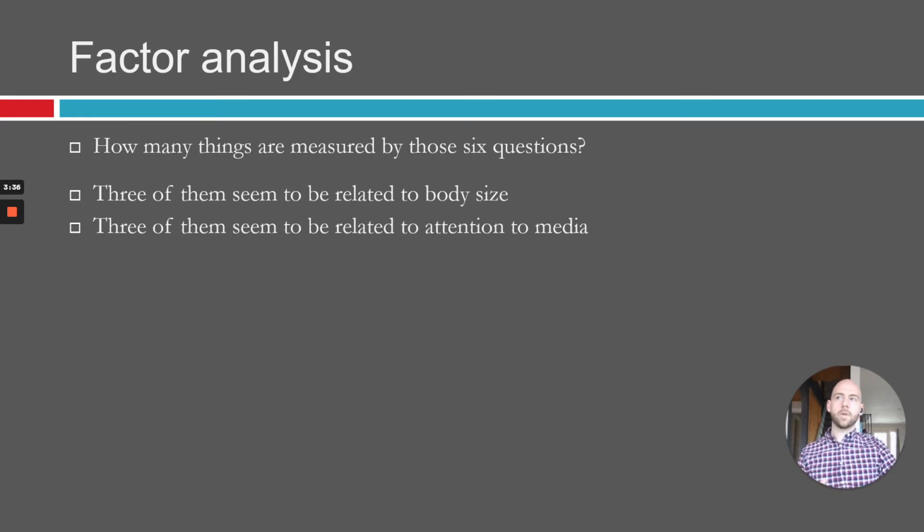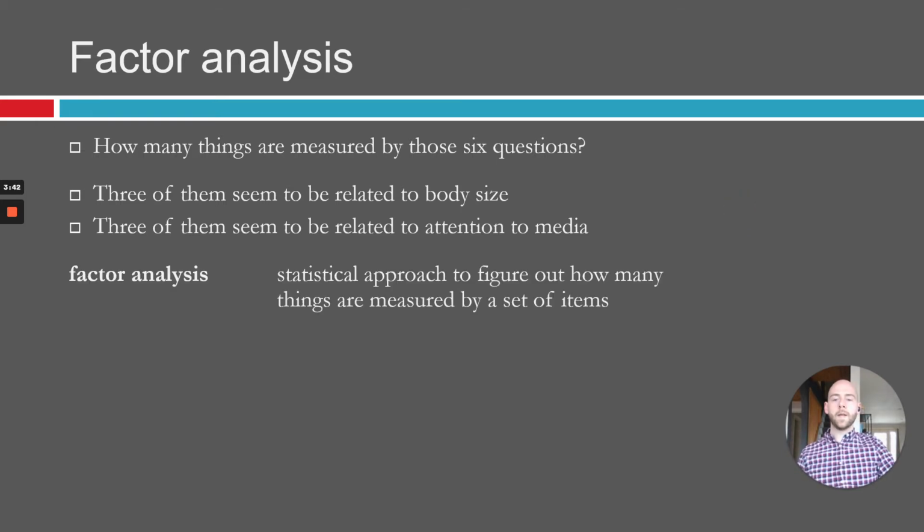A way that you might be able to reduce those things, if you can't look at them and recognize what they're tapping into, would be to use a statistical approach called factor analysis. Factor analysis is going to identify latent dimensions among questions. So if you put those 6 items into a factor analysis, it would probably return to you that there are 2 dimensions. One has to do with body size, one has to do with attention to media. Now, it's not going to label those for you and tell you this is body size, this is attention to media. It's just going to say these are 2 dimensions. And then you would notice, oh, these ones seem to have to do with body size. These ones seem to have to do with attention to media.